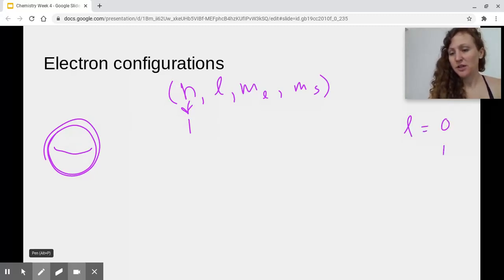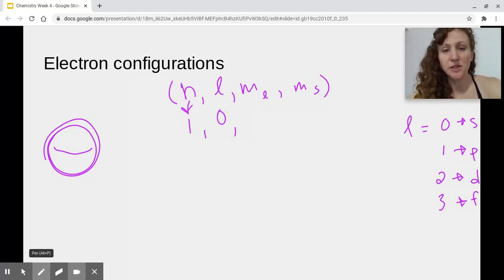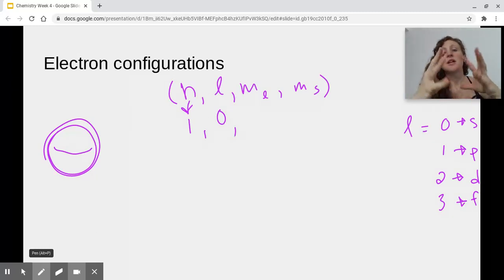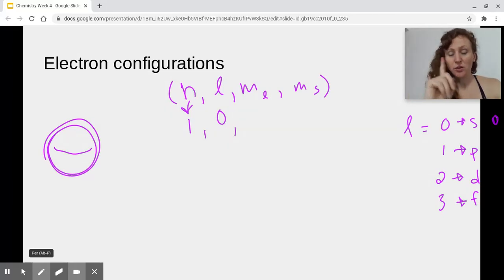L's can be 0, 1, 2, or 3. A 0 is going to be an S. A 1 is going to be a P. A 2 is going to be a D. And a 3 is going to be an F. So my L value would be 0. Now, M sub L is orientation, but remember, spheres can only have one orientation. Its M sub L value can only be a 0. There's only one value for it. So M sub L has to be a 0.